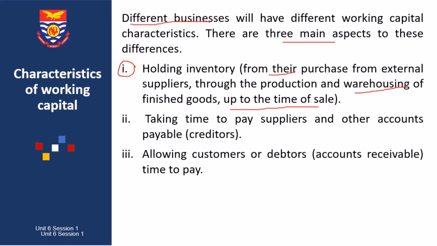Now we know that we have various components of inventory. We can't just say raw material, because raw material is just another component of the inventory. So you've purchased inventory from external suppliers, and through the production stage and warehousing of the finished goods, up to the time that the goods are ready for sale, they will be held at a particular place. That is the holding inventory that we are talking about.